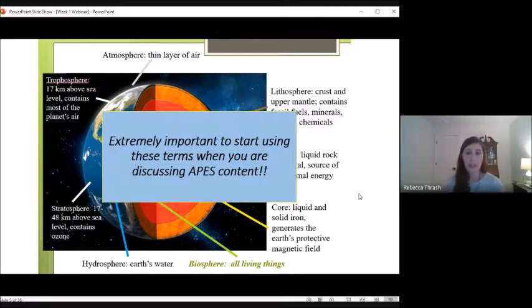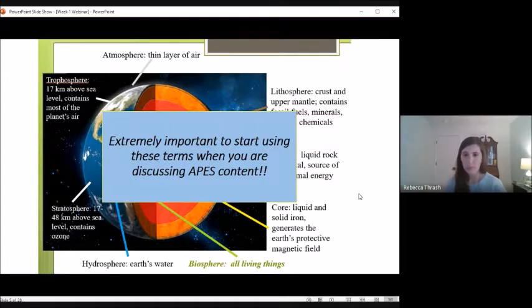So when you talk about air pollution, we're talking about tropospheric air pollution. When you talk about ozone depletion, we're talking about stratospheric ozone, right? So that's just a good little tip that will help you be more accurate and precise when you start writing your free responses.